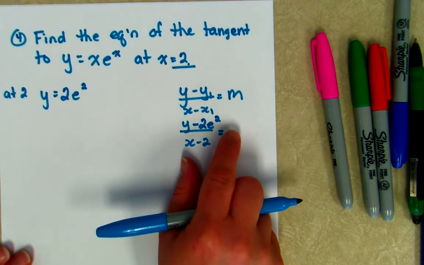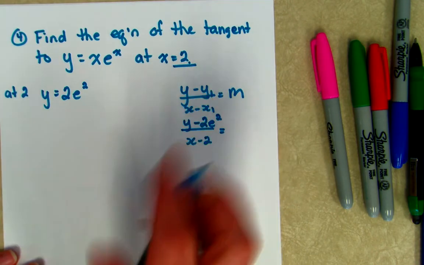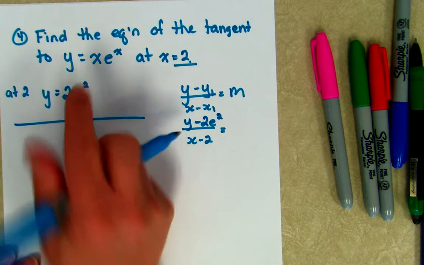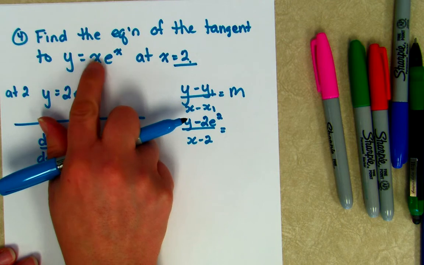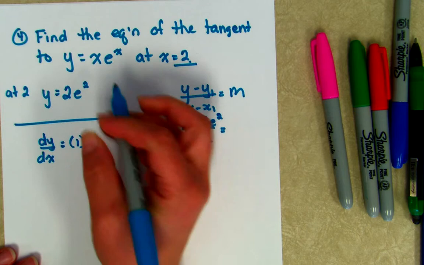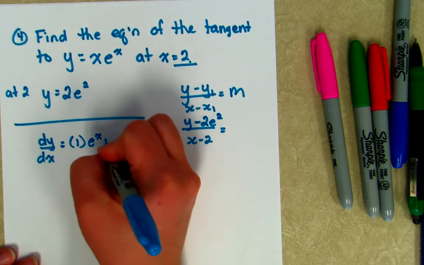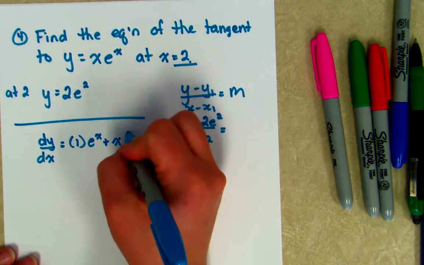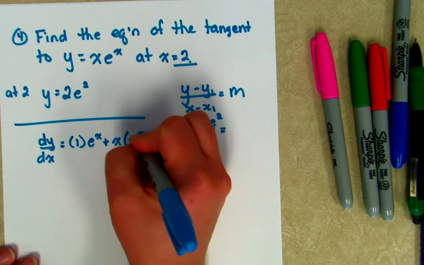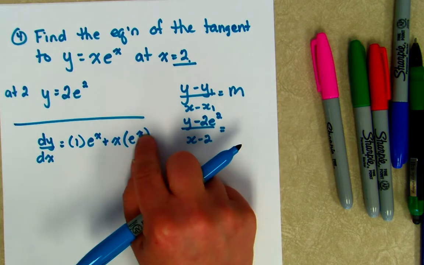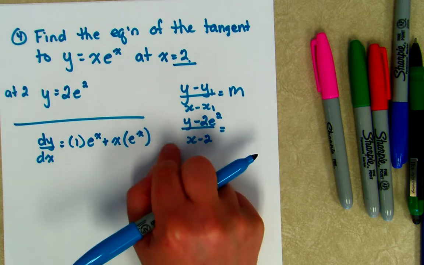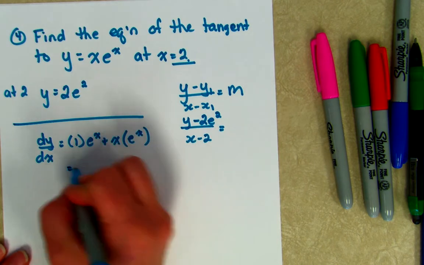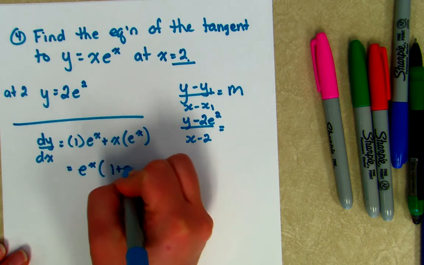Now to find my m, that is the derivative at x equal to 2. So I'm going to go back to this original function and I'm going to start finding my dy dx. And again, I'm going to use product rule because there is a variable in this first part. So the derivative of the first, x, is 1 times the second plus the first, which is x, times the derivative of the second. Well, the derivative of e to the x is just e to the x. And because my exponent is x, the derivative is 1, so I don't have to multiply by it. I'm going to common factor out an e to the x, and I get 1 plus x.